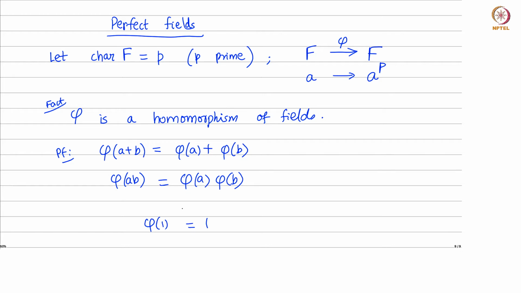Okay. Now, well, really these two properties are more or less obvious from the definition. It sends AB to AB whole power P, which is A power P, B power P. So these two are more or less obvious. The only thing one needs to check really is this property. So let's do that. So let's compute A plus B whole power P.